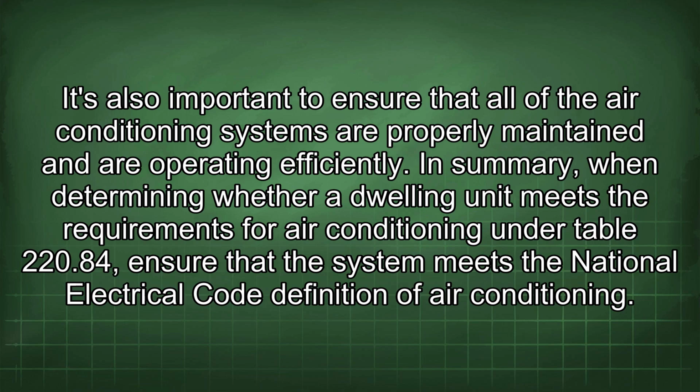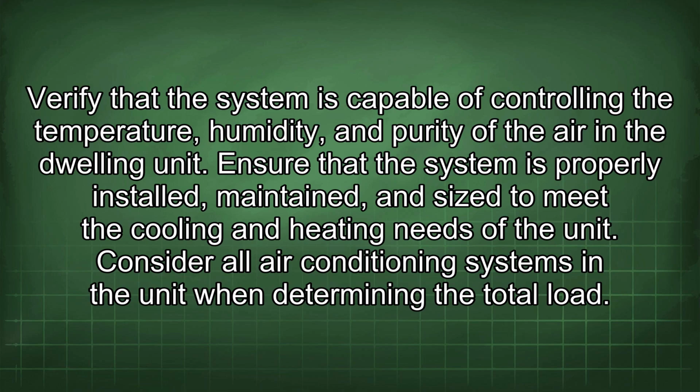In summary, when determining whether a dwelling unit meets the requirements for air conditioning under Table 220.84, ensure that the system meets the National Electrical Code definition of air conditioning. Verify that the system is capable of controlling the temperature, humidity, and purity of the air in the dwelling unit. Ensure that the system is properly installed, maintained, and sized to meet the cooling and heating needs of the unit. Consider all air conditioning systems in the unit when determining the total load.